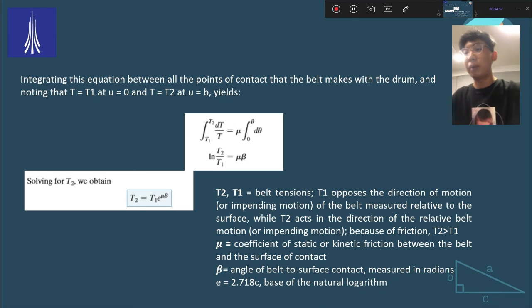T1 and T2 are the belt tensions, and µ is the coefficient of static or kinetic friction between the belt and the contact surface. Beta is the angle of the belt to the contact surface measured in radians. e is 2.718, and so on, the base of the natural logarithm.